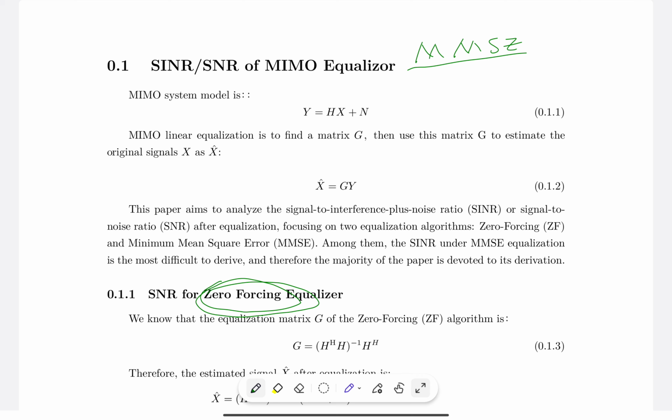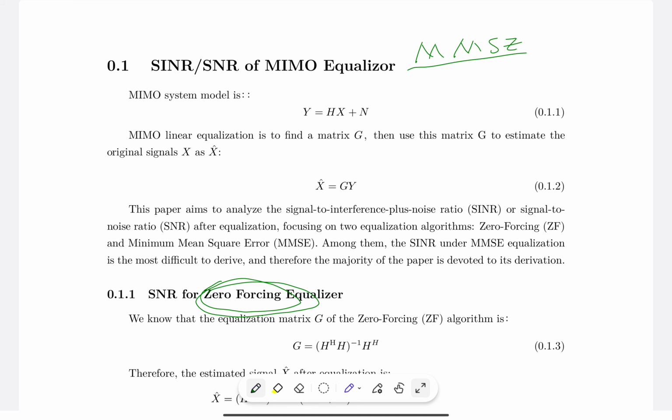So it is a little bit difficult to get the formula for the MMSE equalizer's SNR. It is a little bit easier for the zero forcing equalizer. So this series of videos will focus on MMSE, but at first I will introduce the zero forcing equalizer's SNR calculation.